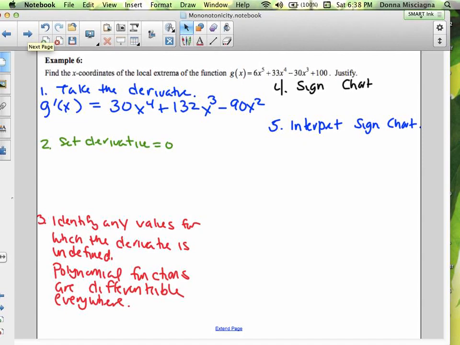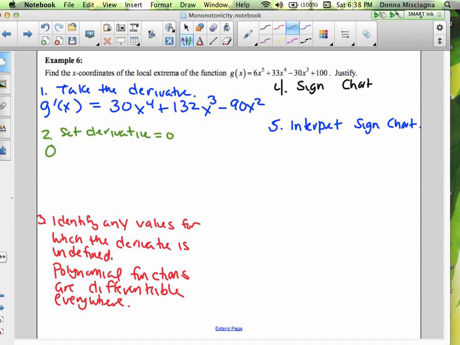Okay, we're done with taking the derivative, by the way. It's just all power rule here. Now we want to set the derivative equal to 0 and solve. 0 is equal to 30x to the 4th plus 132x cubed minus 90x squared.